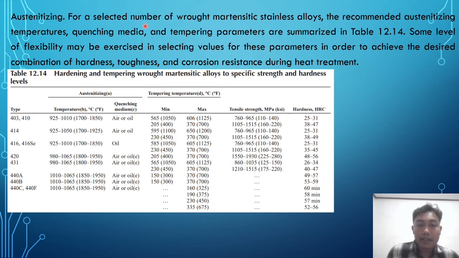For austenitizing of a number of raw martensitic stainless alloys, the recommended austenitizing temperature, quenching media, and tempering parameters are summarized in table 12.14. Some level of flexibility may be exercised in the selection of values for these parameters in order to achieve the desired combination of hardness, toughness, and corrosion resistance during heat treatment. This is table 12.14, hardness and tempering of martensitic alloys, and specific strength and hardness levels.